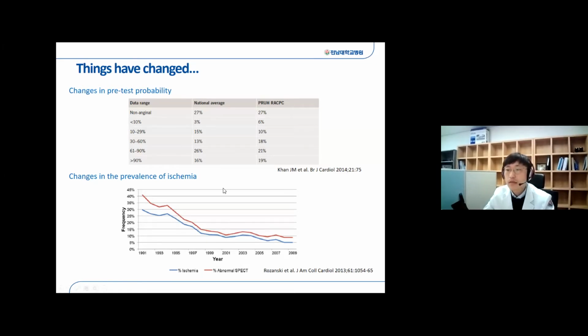With the very low prevalence of myocardial ischemia and the inaccurate calculation of pretest probability, in this context the imaging modality with excellent negative predictive value will prevail. That is cardiac CTA.